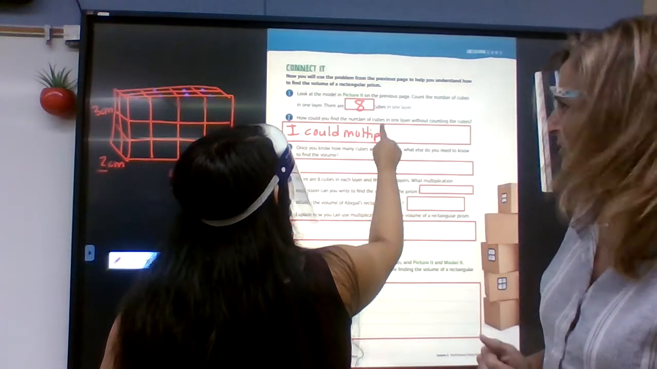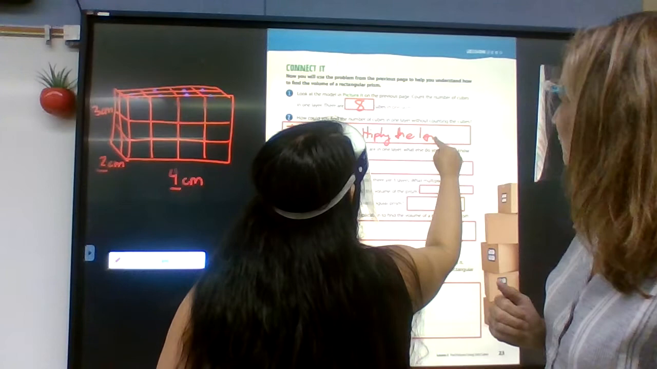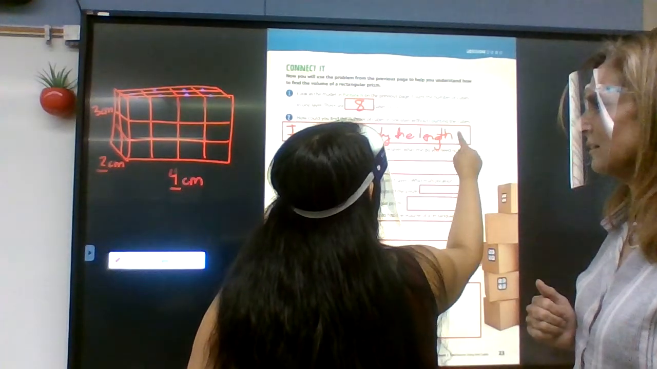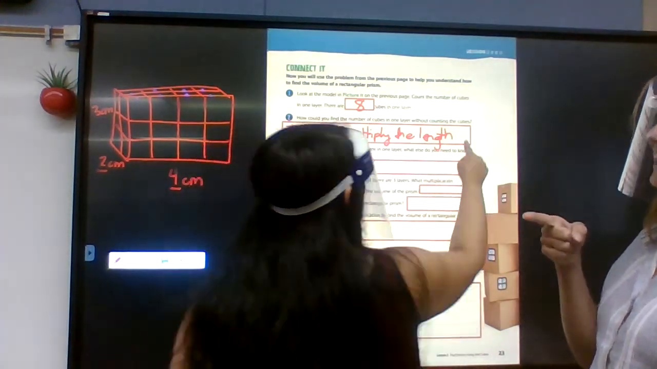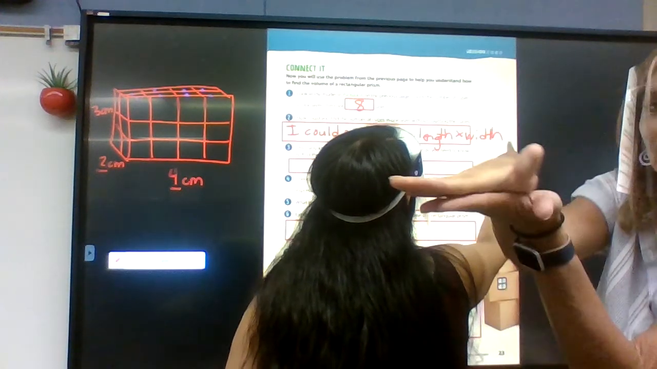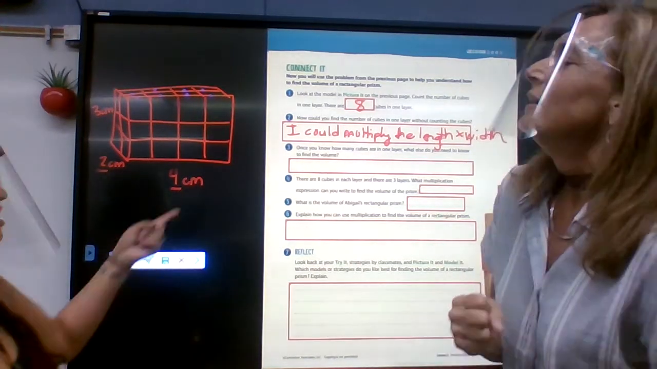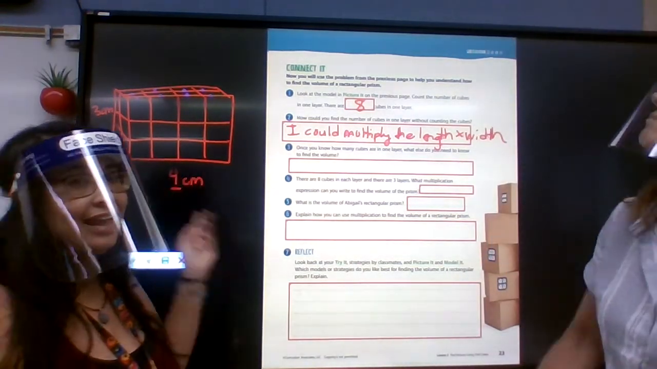Wait, that reminds me of something. Didn't we multiply length times width and find something else before? I think it was area. So remember when we only had a 2-dimensional shape? We found the area of the plane figure by multiplying the length times the width. And we just did that here to find one layer.